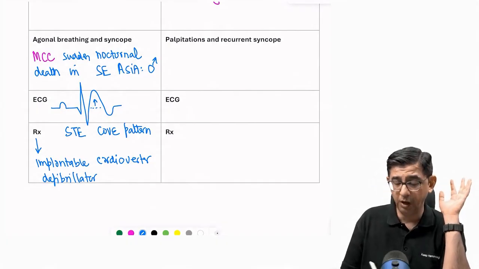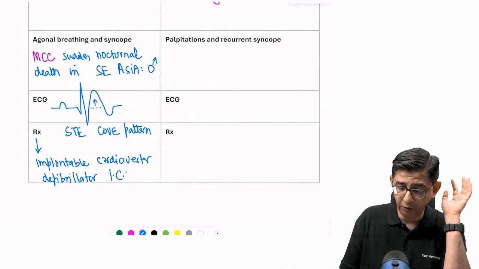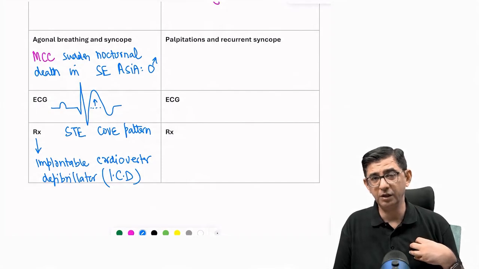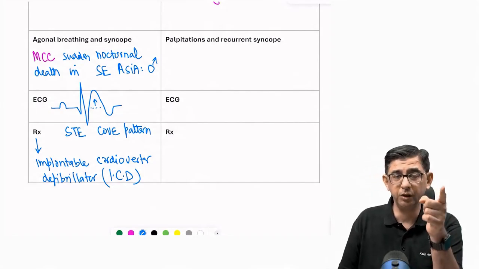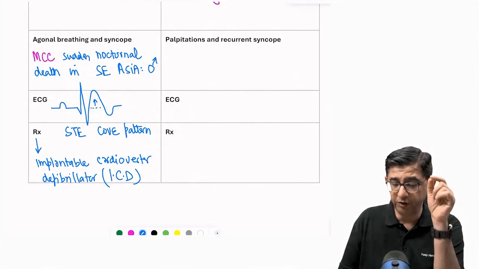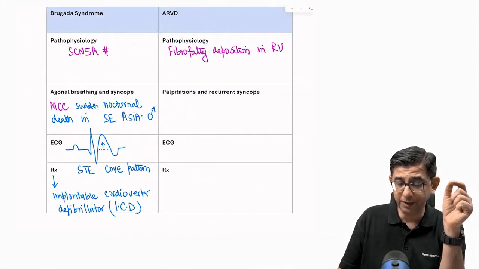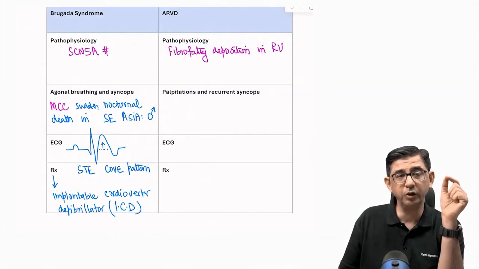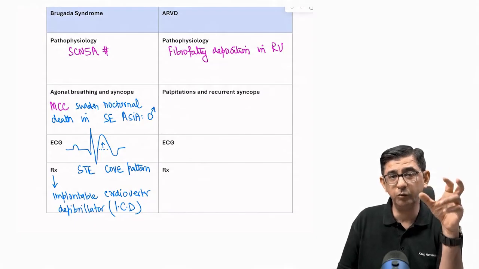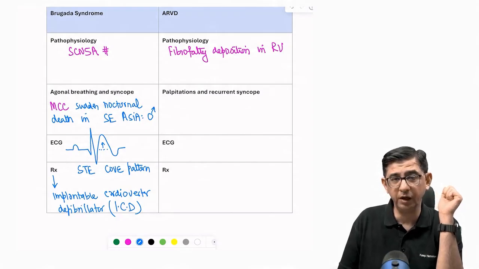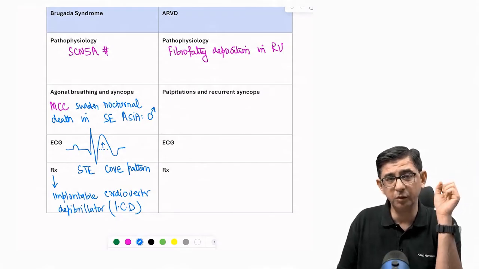That's an old matter now. I'm talking about the implantable cardioverter defibrillator. This device will keep on reading the ECG. If it detects an abnormal rhythm, it will deliver a DC shock without the patient coming to know of it. So ICD is the treatment for Brugada syndrome. In contrast, in arrhythmogenic right ventricular dysplasia, it is palpitations and recurrent syncopal attacks, and again sudden death in the sibling would be given.